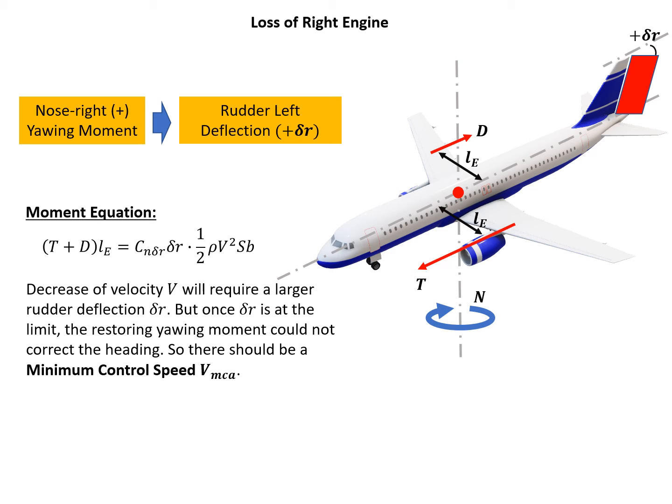So let's read the text. Decrease of velocity V will require a larger rudder deflection. So it's based on the analysis of the yawing moment equation. But once the rudder deflection is at a limit, the restoring yawing moment could not correct the heading. So it won't be enough to correct the heading. So there will be a minimum control speed. In order to correct the aircraft heading due to the loss of engine, there is a minimum control speed needed. It can't be flying slower than that minimum control speed.